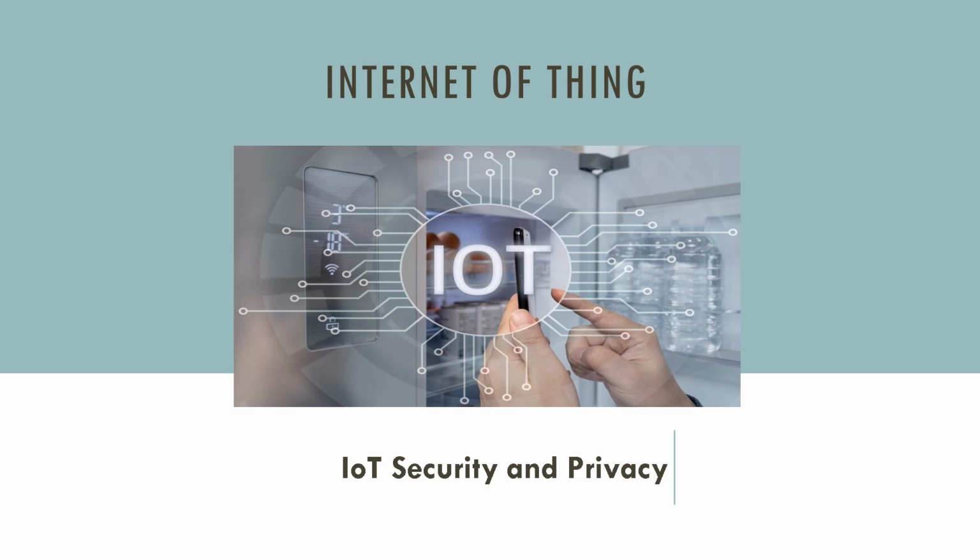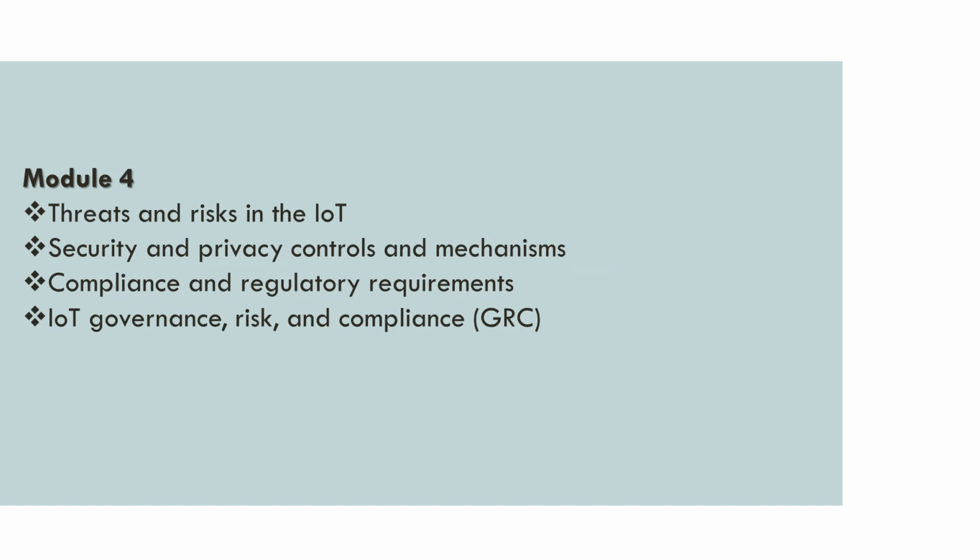Hello. Today we are going to learn IoT security and privacy in Internet of Things. In Module 4, we have these topics: threats and risks in the IoT, security and privacy controls and mechanisms, compliance and regulatory requirements, IoT governance, risk and compliance.